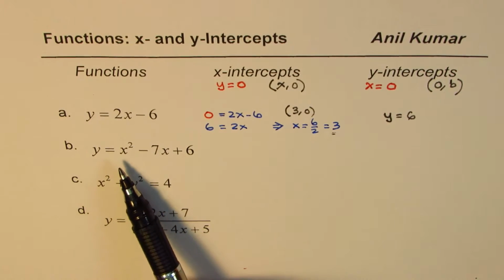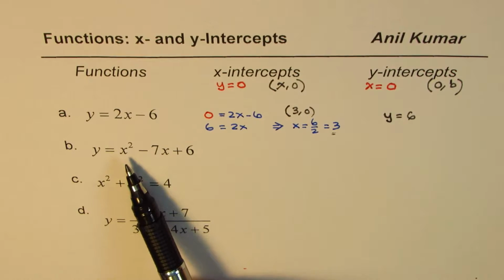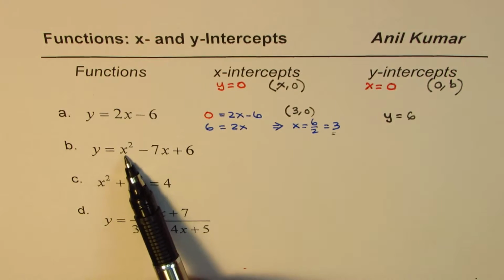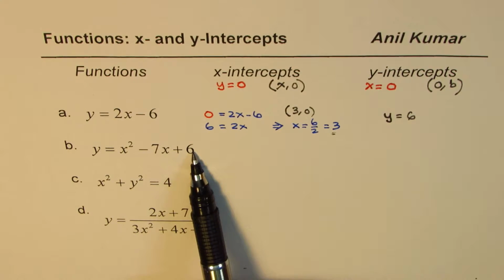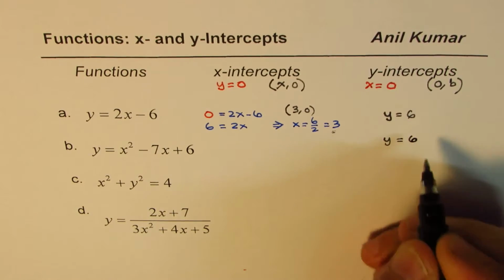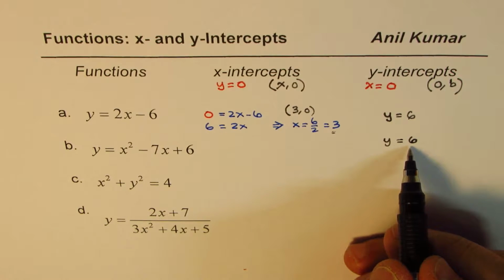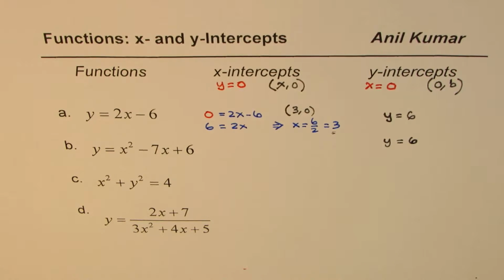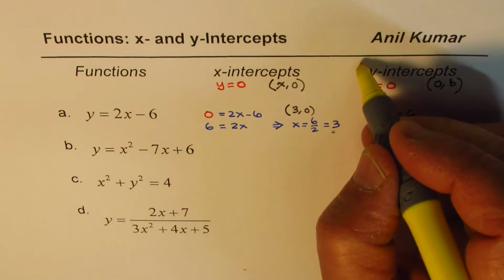Let's move forward and find the x and y-intercept for the quadratic equation. Now this quadratic equation, x squared minus 7x plus 6, if I substitute x equals 0, I get y as 6. So that is very simple. That is the y-intercept. So finding the y-intercept is kind of simpler. You just need to put x equals 0, right? So in this case again, the y-intercept is 6, right?